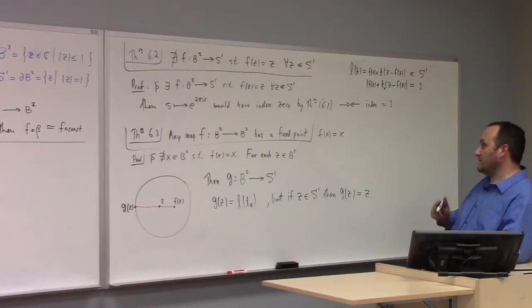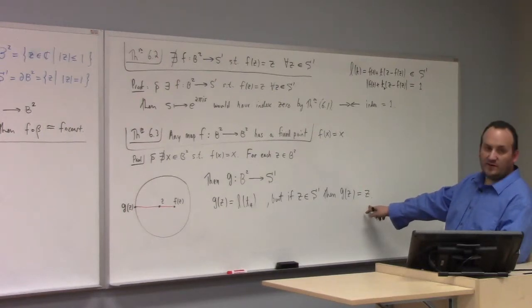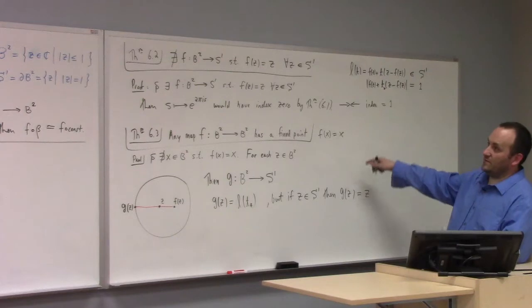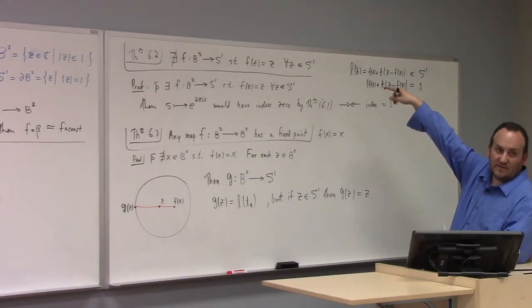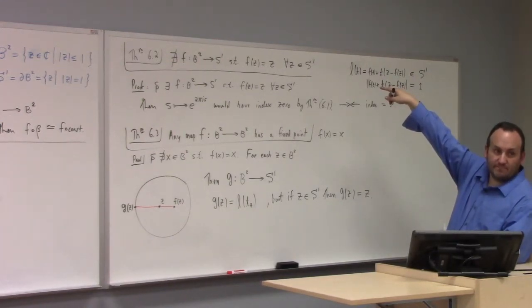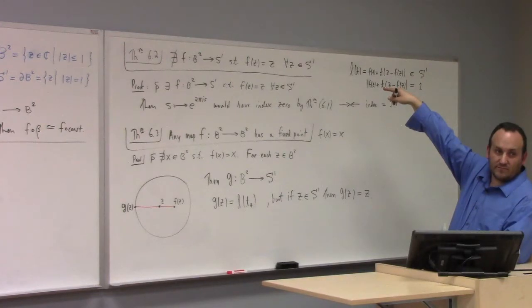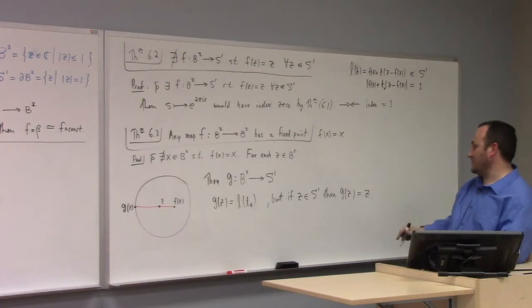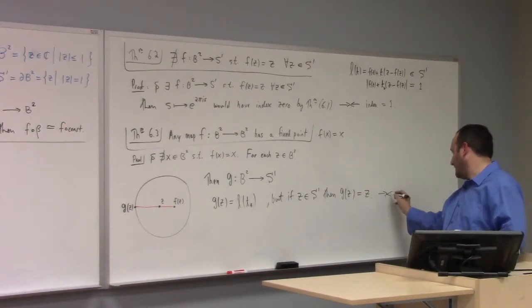So what's that say? Oh, but it does it for what? And which point on the boundary? Every point, right? So this contradicts theorem 6.2, which says that there is no such map. So that contradicts.